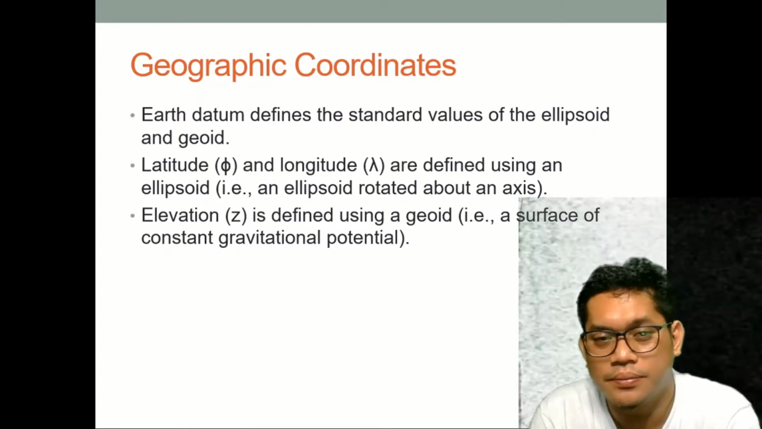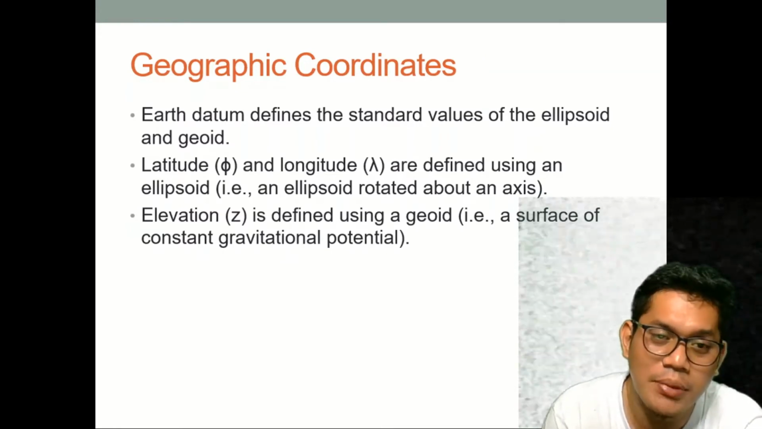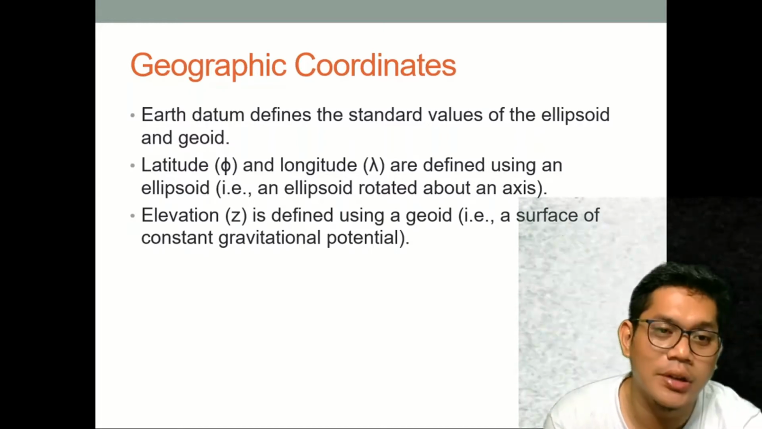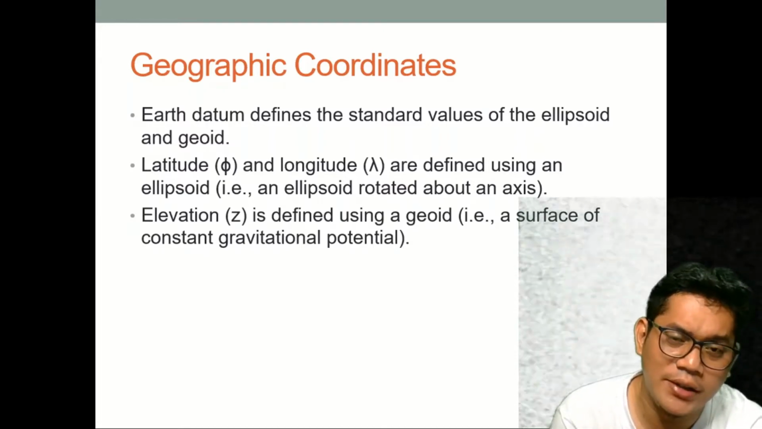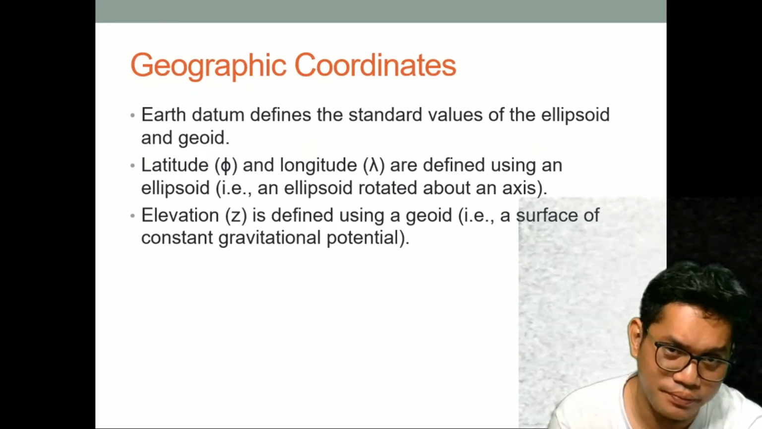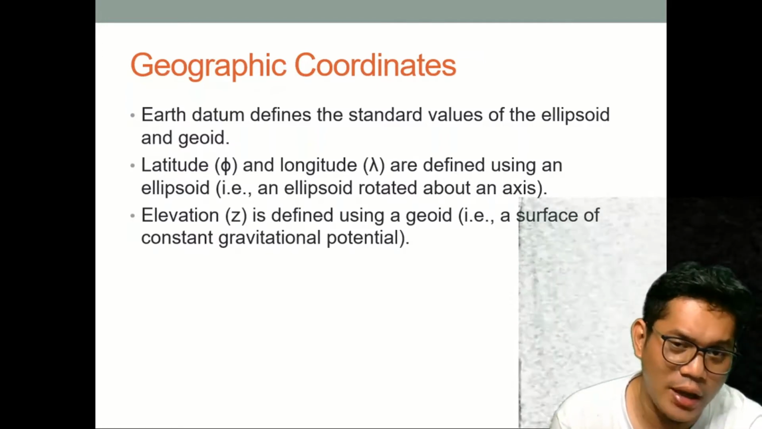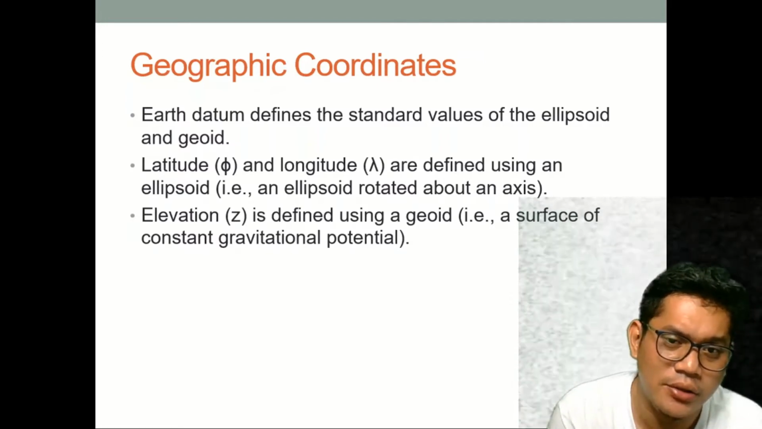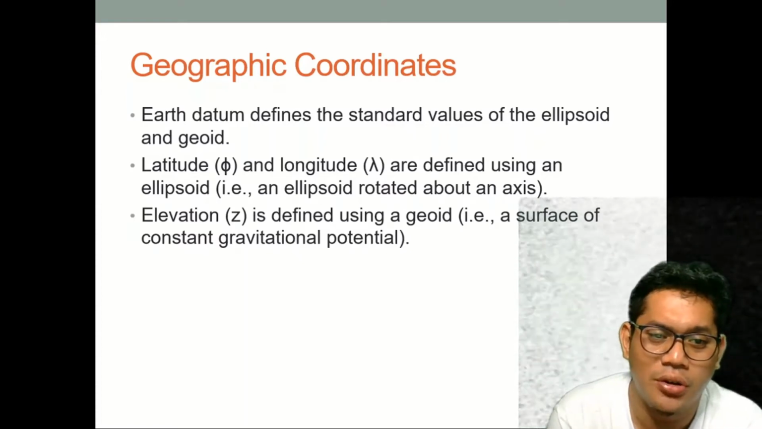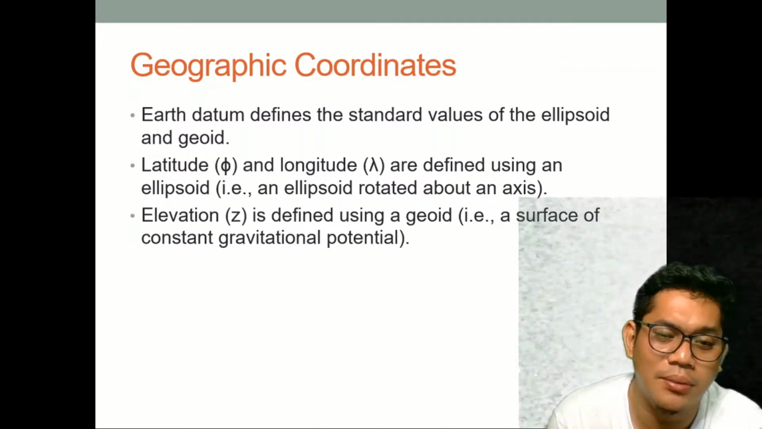In order for us to represent our world mathematically, we have something called the Earth datum, and the Earth datum defines the standard values of the ellipsoid and the geoid of the world. Latitude and longitude are defined using an ellipsoid, where the ellipsoid is rotated about an axis, and the elevation is defined using the geoid of the surface, where there is consistent gravitational potential.